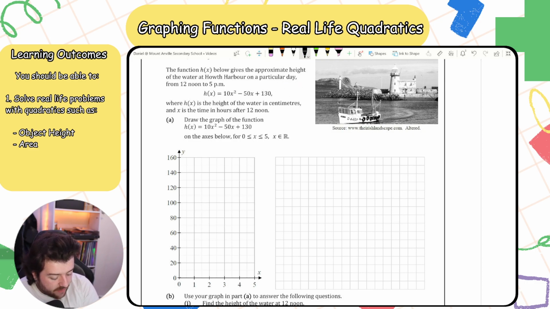Draw the graph below where x is the time in hours after 12 noon. So if x is 1, that just means it's 1 hour after noon. Draw the function h of x equals 10x squared minus 50x plus 130 on the axis below for 0 less than or equal to x less than or equal to 5. So my inputs here are 0, 1, 2, 3, 4, 5. We could do a table of values, or we can just use our calculator.